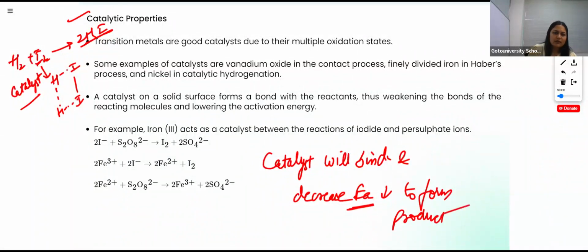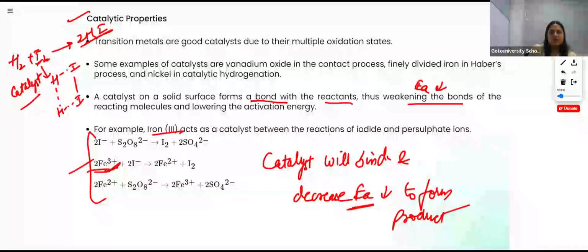Here we have given an example of a transition element, that is iron. Iron is acting as a catalyst, which is helping in forming the product of the reaction. How is it helping? It will bond with the reactants and weaken the bond. That means it will decrease the activation energy and help the catalyst bind with the reactant molecules to form a product. Understood?